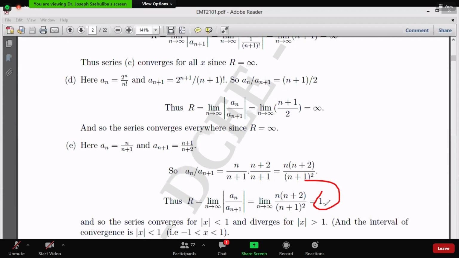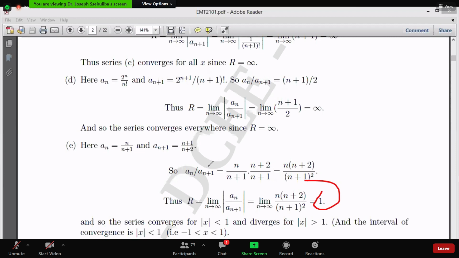Okay, and since it is 1, then we can draw conclusions. That's where we are saying that the series converges if x is less than 1, and it will diverge if it is greater than 1. So if that is the case, you can now say, since this is 1, why do we say x?